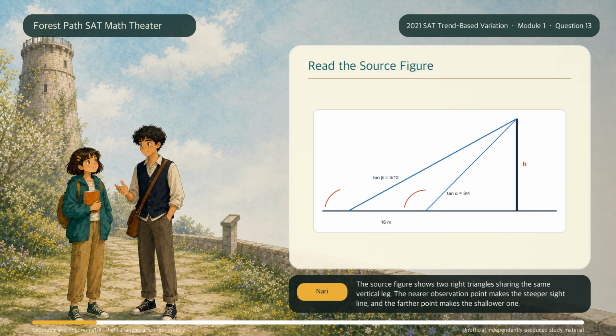The source figure shows 2 right triangles sharing the same vertical leg. The nearer observation point makes the steeper sight line, and the farther point makes the shallower one.